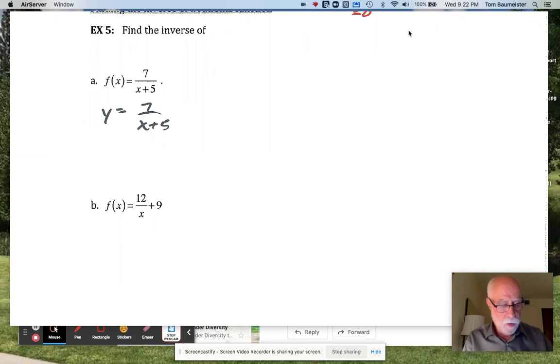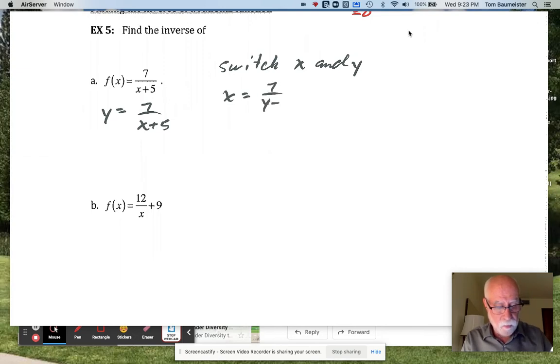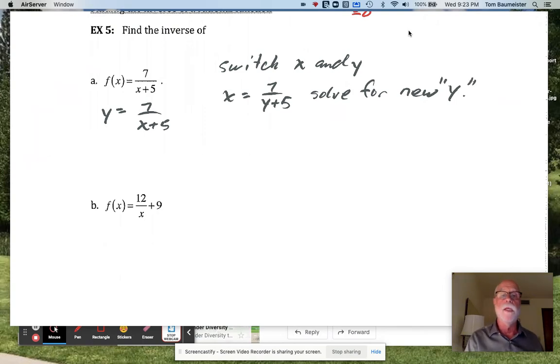All right? So now remember, you're supposed to switch the x and the y. So if I do that, I'll get x is equal to 7 over y plus 5. And we're going to solve for the new y. I remember last time I put it in quotation marks.